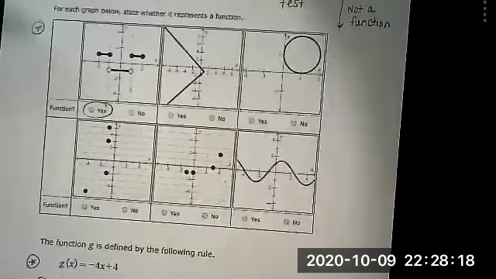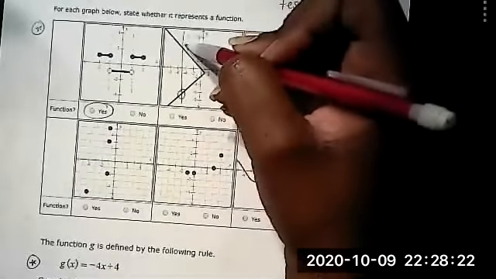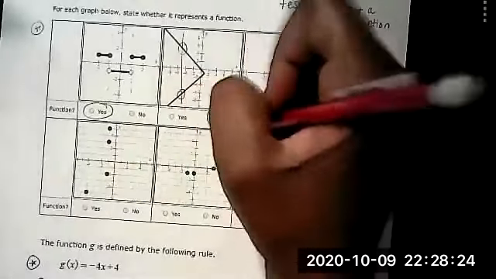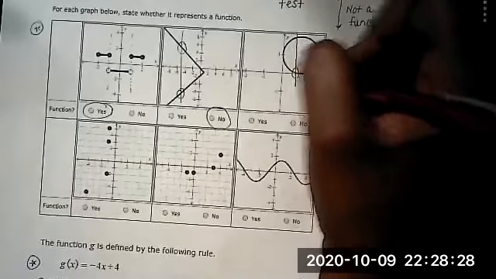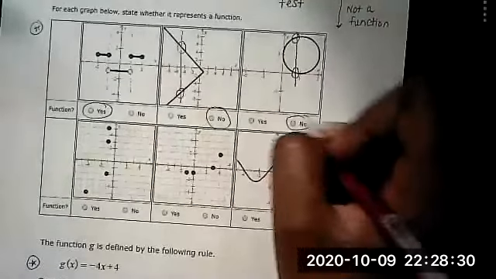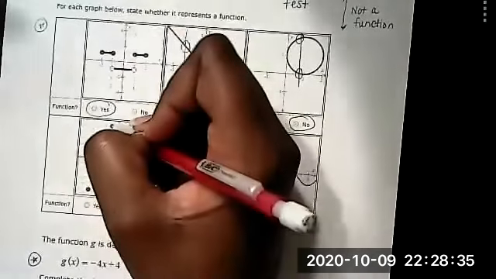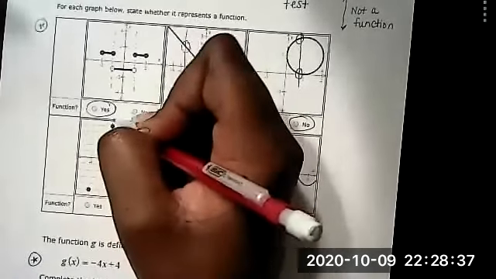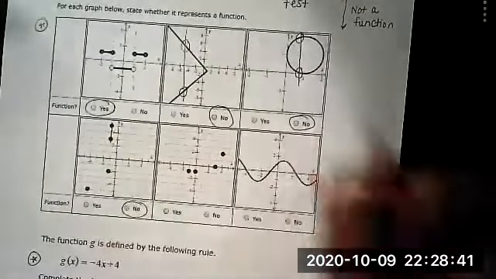If I go here and draw a vertical line, do you see how it touches here and here? This one is not a function. A circle, here and here, not a function. All I'm doing is drawing a vertical line. If I touch 2 points, it is not a function. Here and here, I drew a vertical line and it touched that point and that point, not a function.